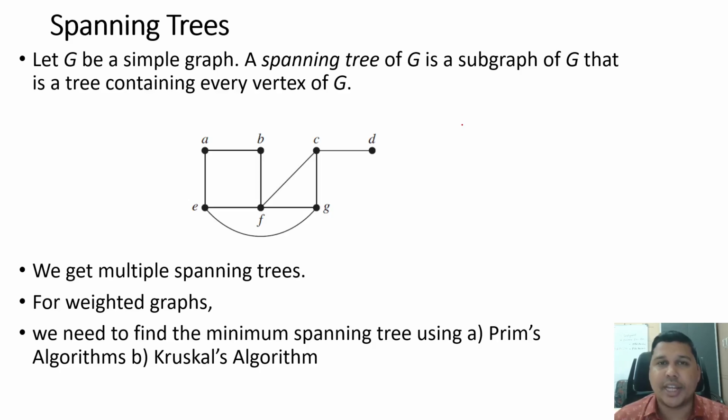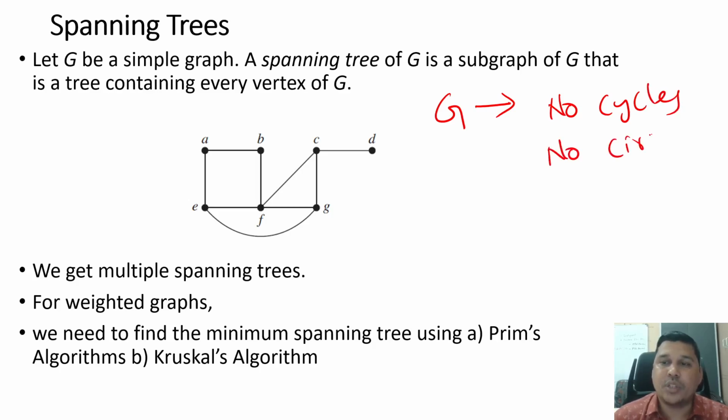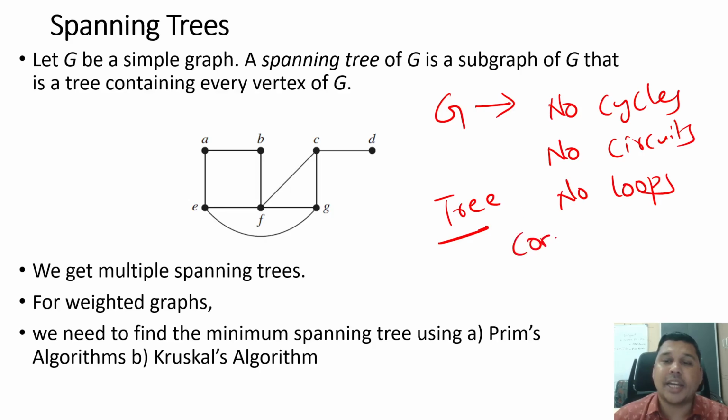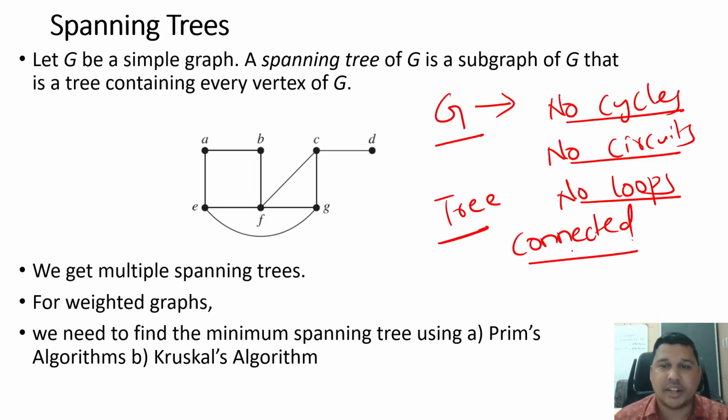We have already seen that if G is a graph, and in this graph there are no cycles, no circuits, no loops, and importantly it is connected, then we call that kind of graph a tree. Now what is this spanning tree?